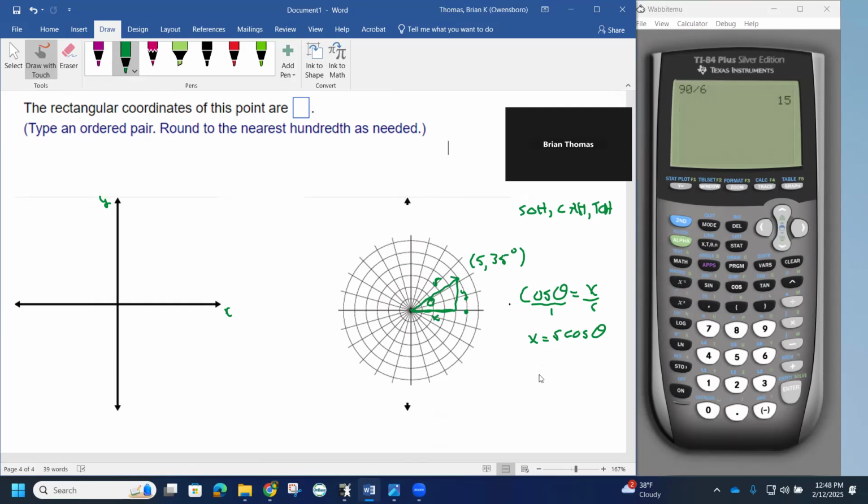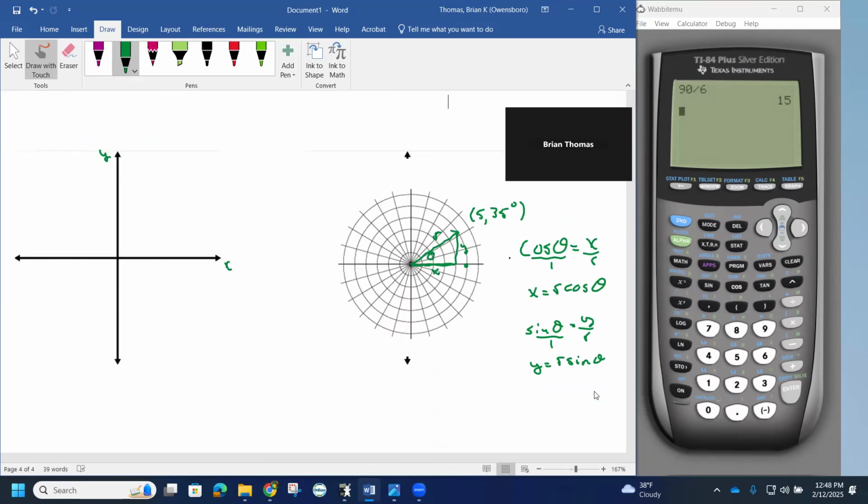We also know that the sine of an angle is equal to the opposite over the hypotenuse, which in this case would be y over r. If we do a little bit of cross multiplying, 1 times y would be y, so y would equal r sine of theta. So we actually have two formulas that we can use to find the x-coordinate and the y-coordinate.